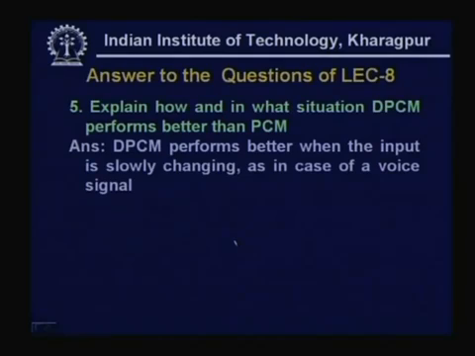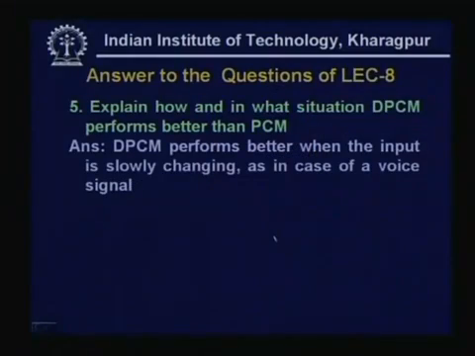Fifth question was, explain in what situation DPCM, that is differential PCM, performs better than PCM. The answer is, DPCM performs better when the input is slowly changing, as in case of voice signal. As you have already seen, whenever the signal is slowly changing, then the differential PCM will require very small number of bits, and as we know, the delta modulation is the extreme case where you require only one bit.